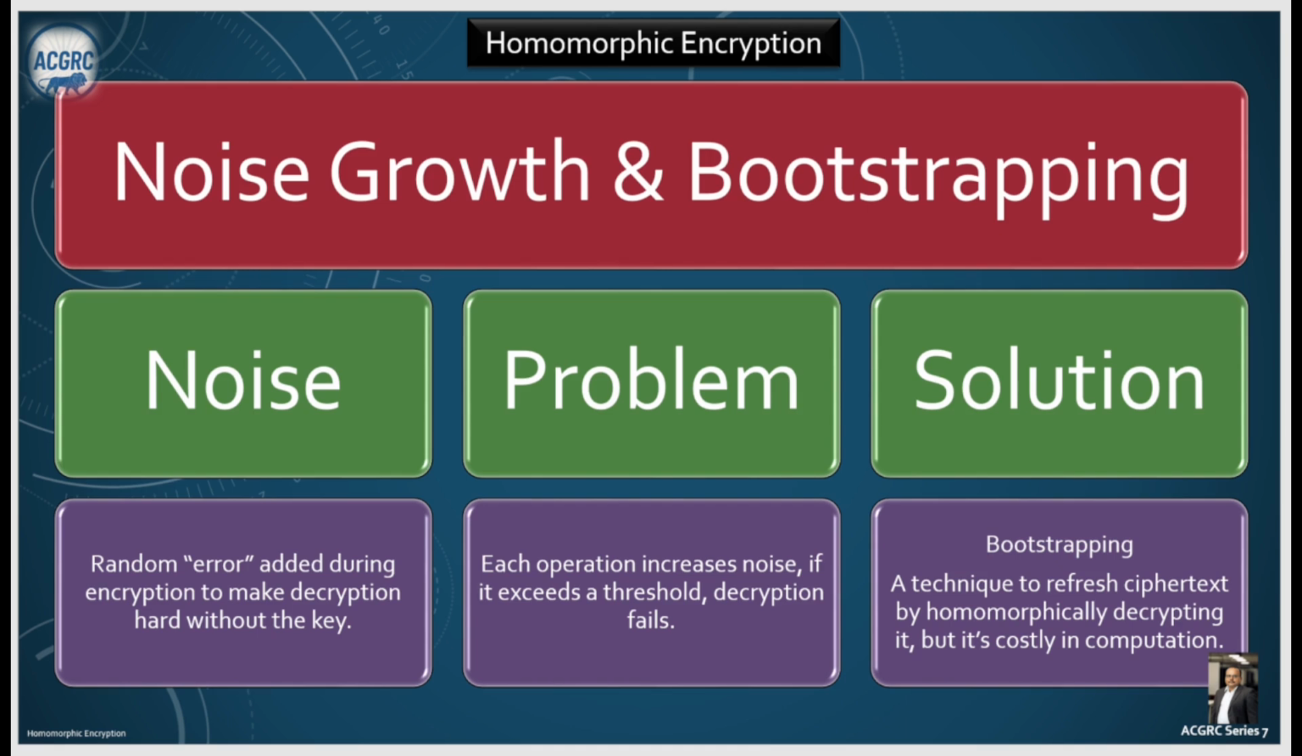Noise growth and bootstrapping. Well, what's noise? Well, random error added during encryption to make decryption hard without a key. Problem? Well, each operation increases the noise. If it exceeds a threshold, decryption would simply fail. Solution to this we discussed using bootstrapping. It's a technique to refresh the ciphertext by homomorphically decrypting it, but it's costly in computation.